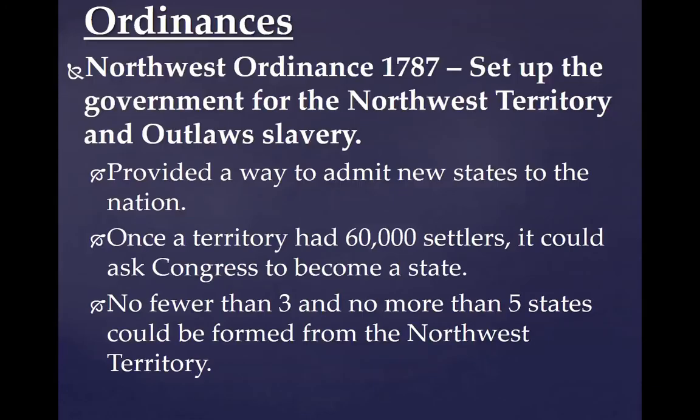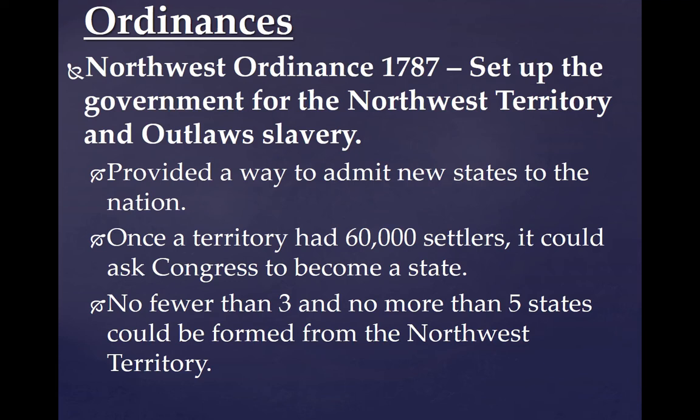The next ordinance was called the Northwest Ordinance, in 1787, and it essentially set up government for the Northwest Territory and outlawed slavery in those territories as well. The big thing that came out of this was, obviously, that these territories were outlawing slavery, but also that this was a way to admit new states into the country. There were stipulations that once a territory had 60,000 settlers in it, it could ask Congress to become a state, and if Congress approved, you would get this new state.